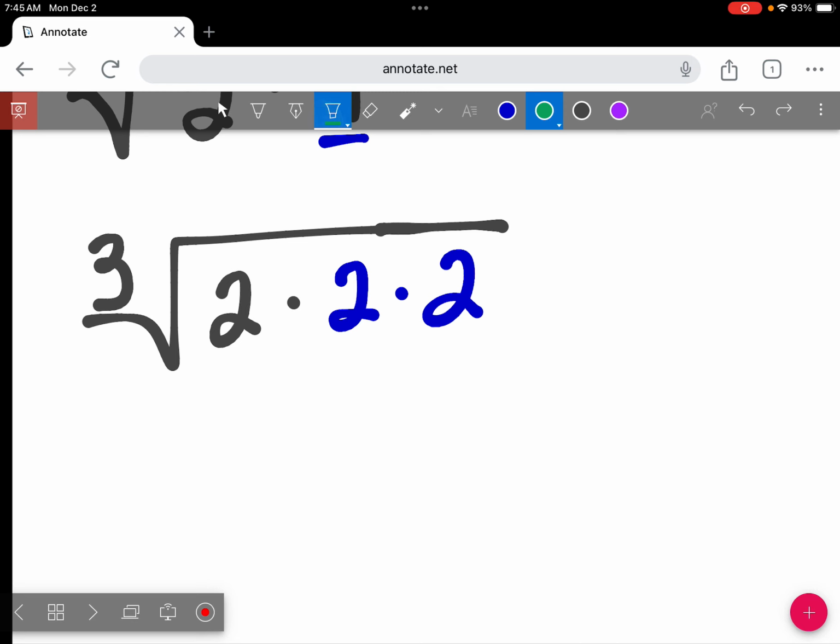I have, how many 2s are under here? 3 of them. And we're looking for groups of 3. Okay, so we're looking for groups of 3. Think of it as, again, weird looking socks. They just look like 2s. I'm looking for a group of 3. I only have 1 set.